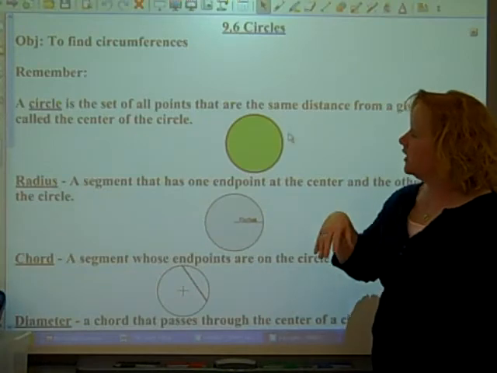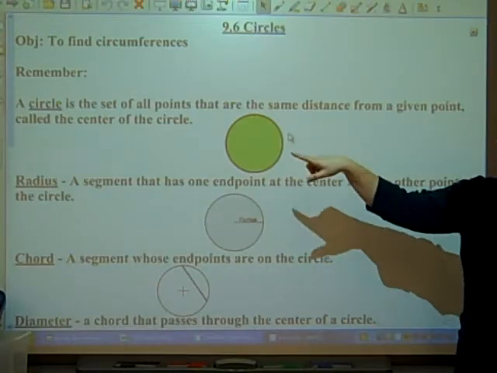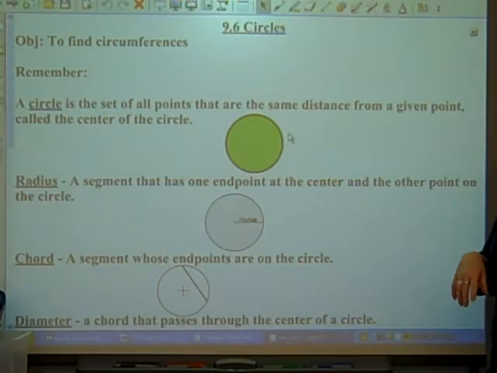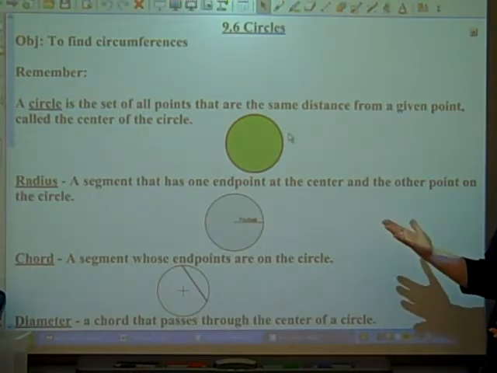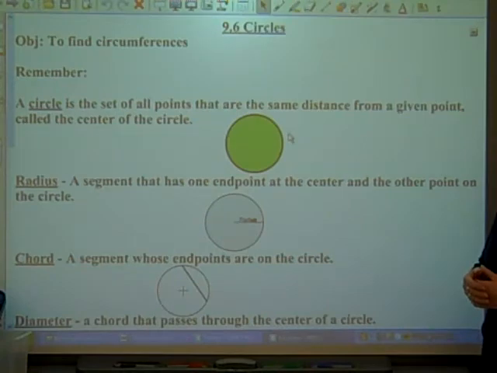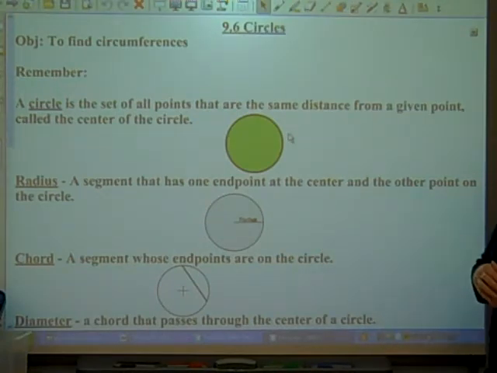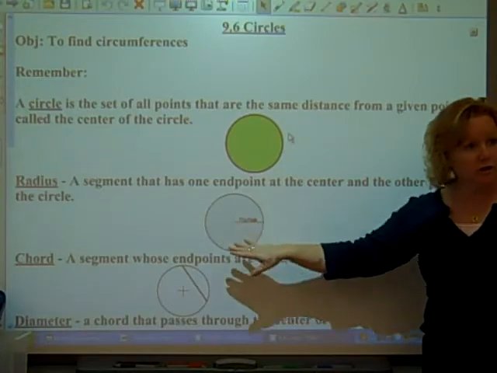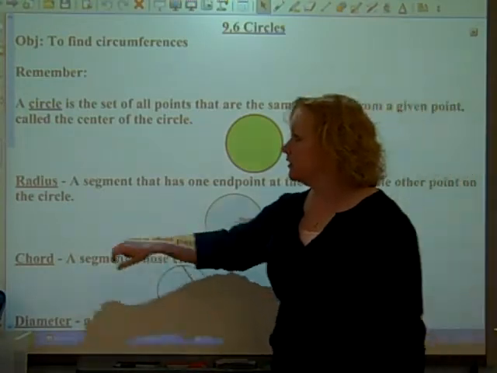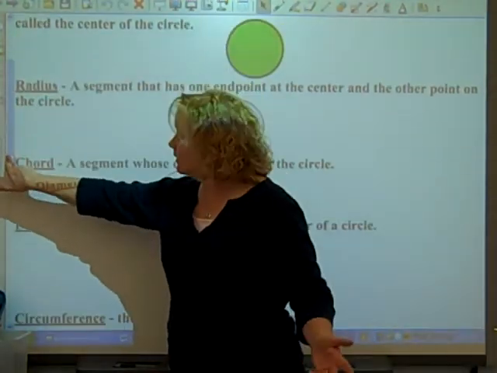Okay, so we are talking about circumference today. Remember that a circle is a set of all points that are the same distance from a given point called the center of the circle. So that's our definition for circle. Then also you need to remember that the radius is a segment that has one endpoint at the center and the other point on the circle. So I give you a picture, you see the drawing, you get the idea. So nothing new so far, right?